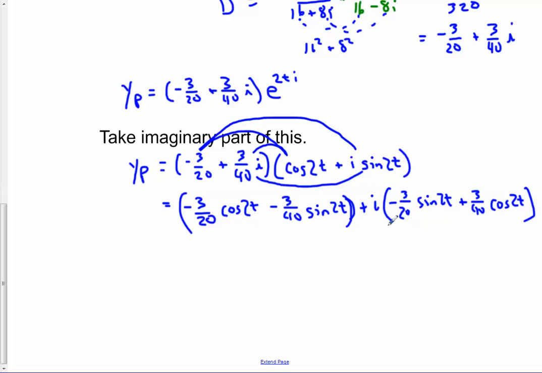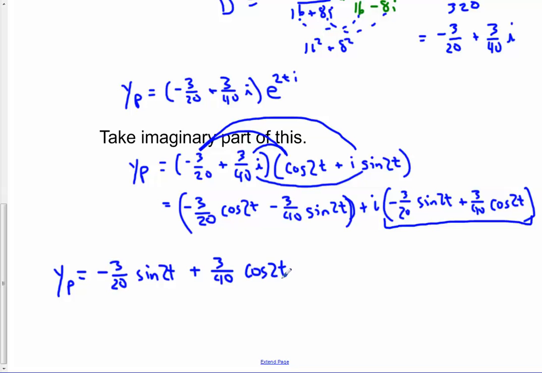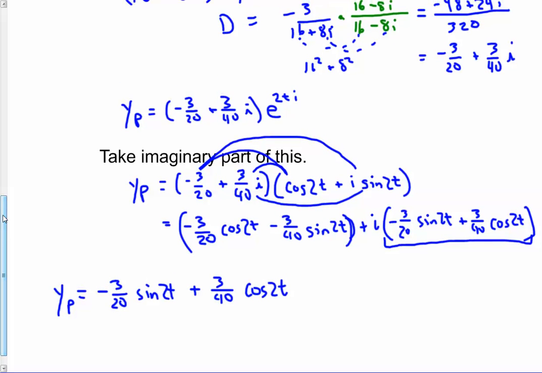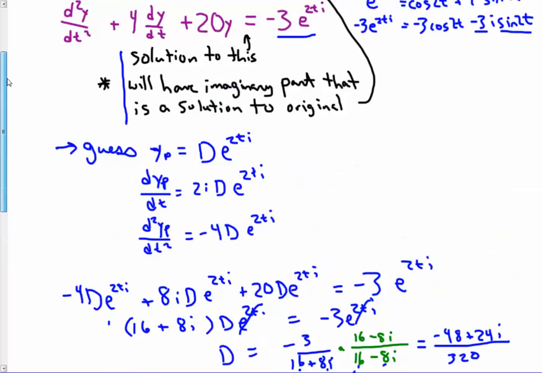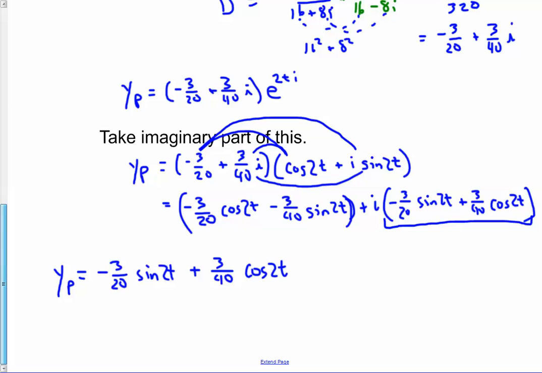And remember, we're supposed to take the imaginary part, so that's the part that's on the i. So our yp is negative 3/20 sine 2t plus 3/40 cosine of 2t. And that's the answer. And again, when you have somebody stepping through it and explaining every little step in a first example, it maybe doesn't seem too quick, but it actually is. It's faster, and it's also worth just getting acquainted or reacquainted with complex exponentials, and that's maybe as important a reason for covering it this way.